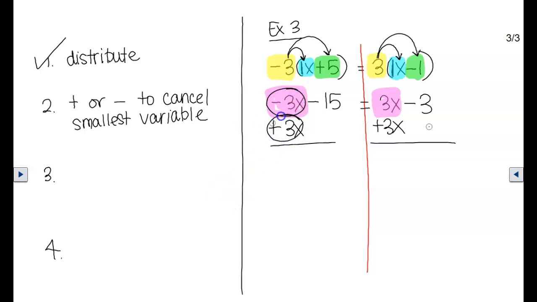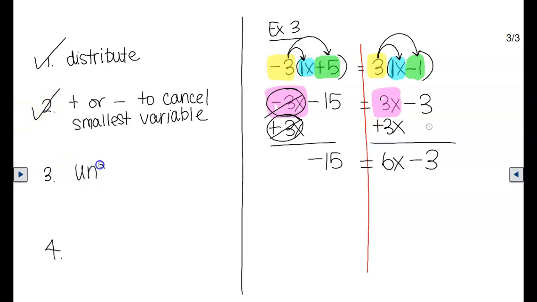Negative 3x plus 3x cancels. So look what you have here. You have a negative 15. Now look at this and see why he's negative. There's a minus in front of him. That's equal to 3x plus 3x, which is 6x, minus 3. So I have added or subtracted to cancel the smallest variable.